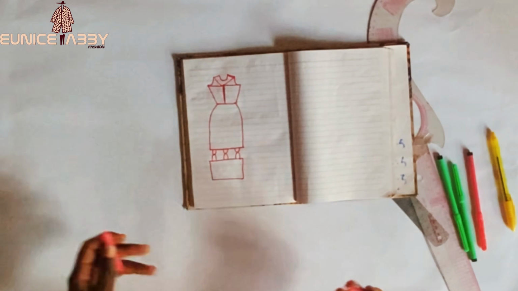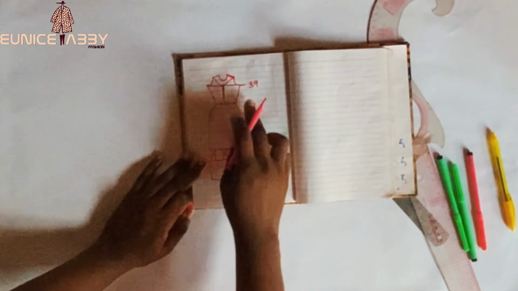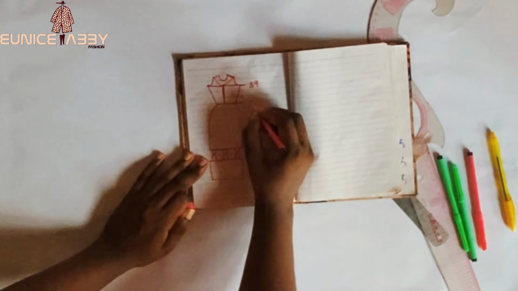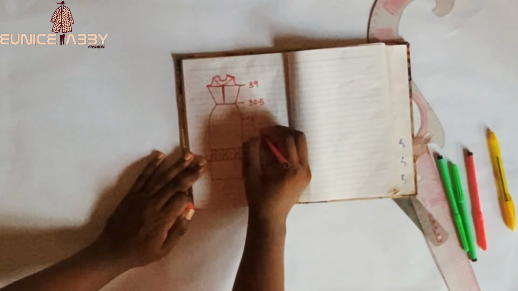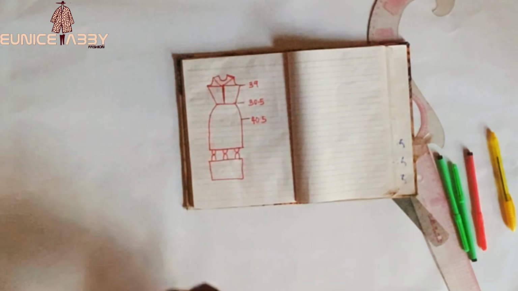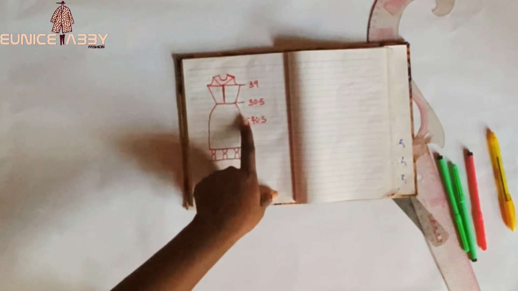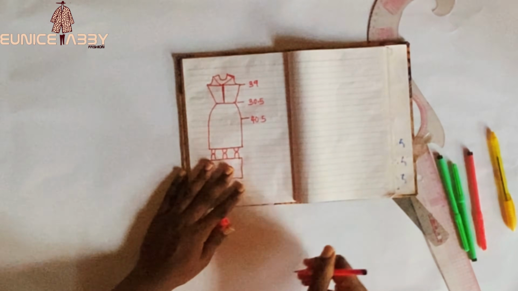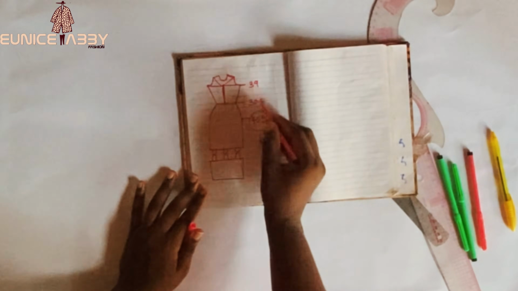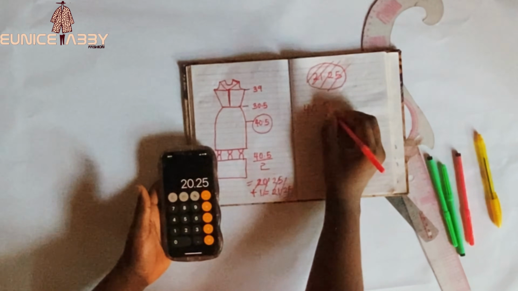The first step is to find out my biggest circumference measurement. My bust circumference is 39, my waist circumference is 30.5, and my hip circumference is 40.5. For some persons, their bust is bigger, for some persons, their waist is bigger, for some persons, their hip is bigger, but for me, my hip is the biggest measurement here, as you can see, and that's 40.5. So that's what I'm going to be working with to divide my pattern paper.